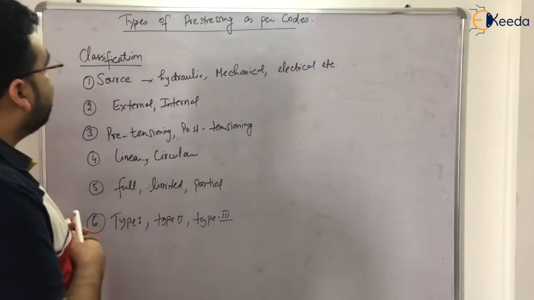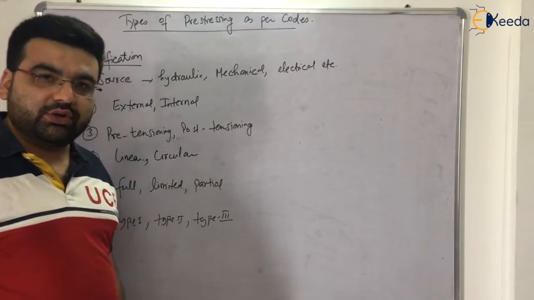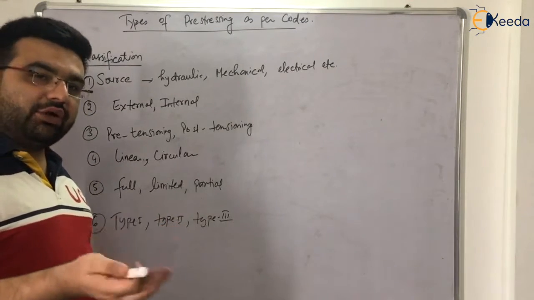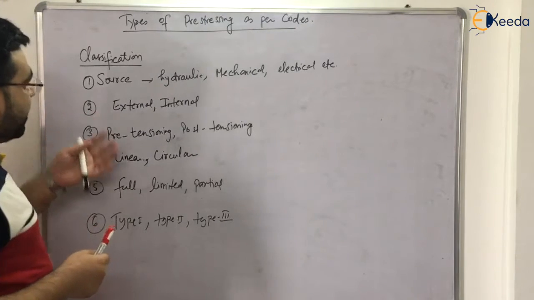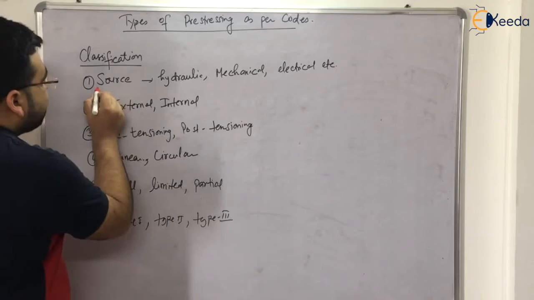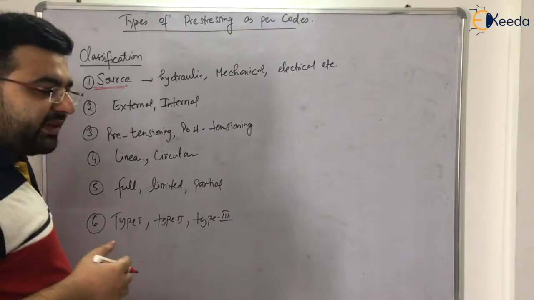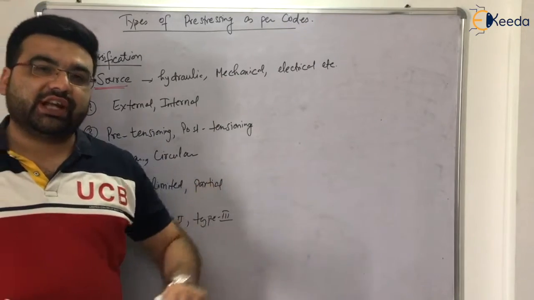Now the next topic I'll be telling you about is the types of pre-stressing as per the codes. Okay, the code which is used I have already told you, right? So the classification can be done on the basis of a few things. First thing is on the basis of source. Source means how you are stretching the tendon. So what is the source of stretching the tendon, right?